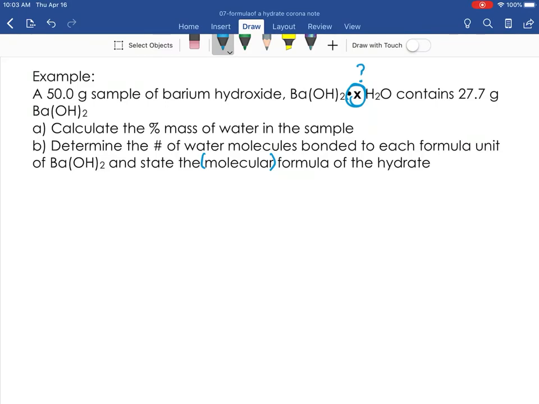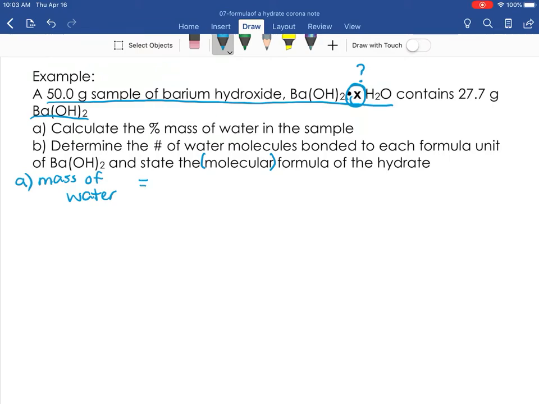So the most common unknown variable we use in math and science is X. Okay, so that's what we're looking for there. How many water molecules are there? So part A, how do we figure out the mass of the water? Well, we're given the mass of the whole sample, and we're given the mass of just the barium hydroxide, which means according to the law of conservation of mass, whatever the difference between those, that will be the mass of the hydrate, or mass of the water.